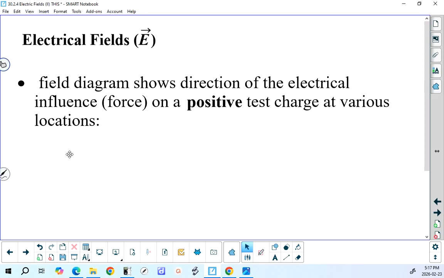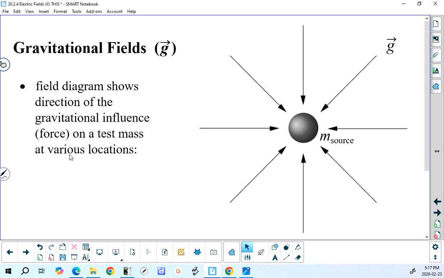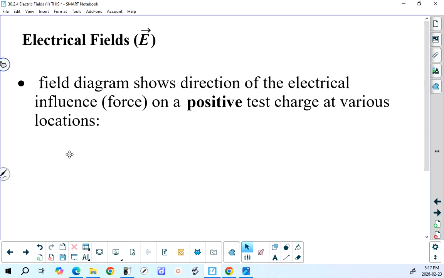So now we extend this to electric fields, but electric field diagrams are a little trickier because when you put a charge in an electric field, it may be attracted to the source of the field, or it may be repelled from the source of the field. And the reason for that is there are two types of charge. When we go back and look at this gravitational field, there's only one type of mass, and mass is always attracted to mass.